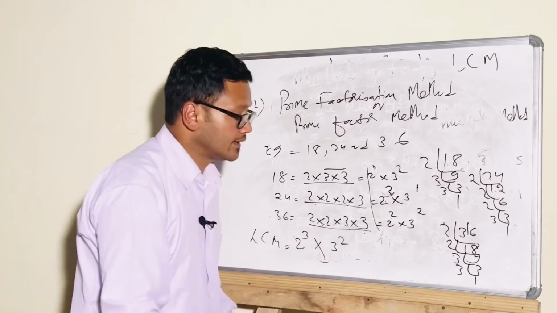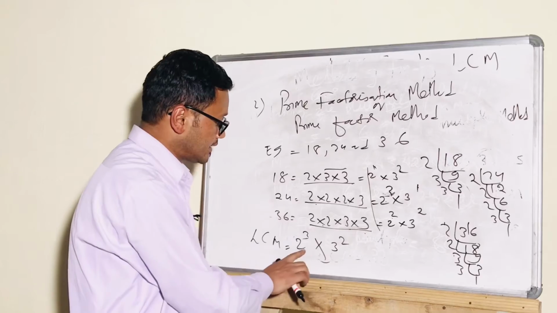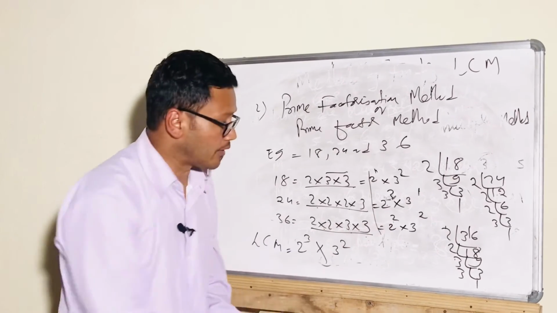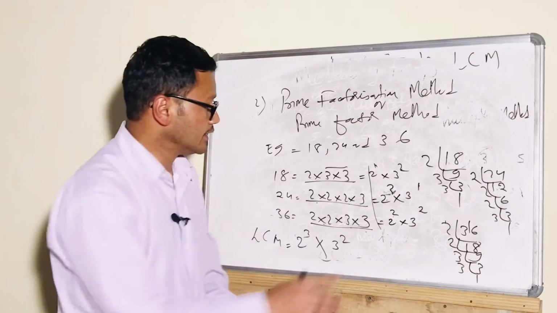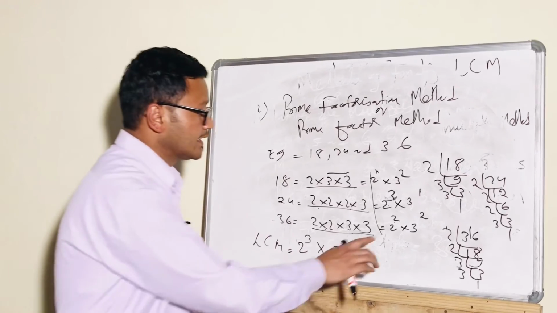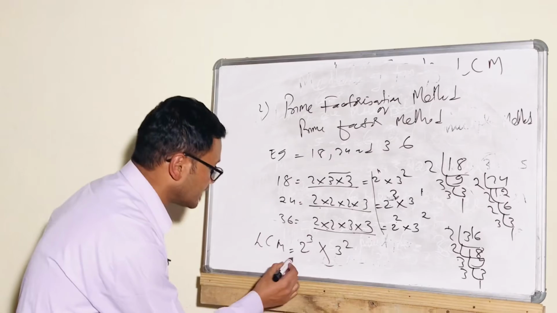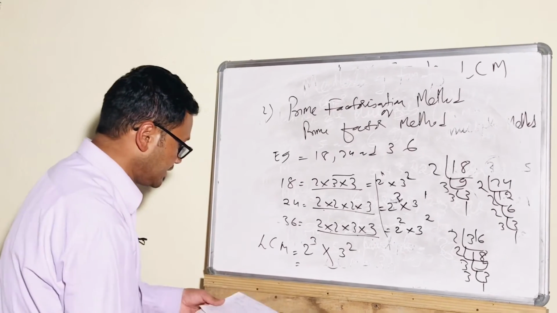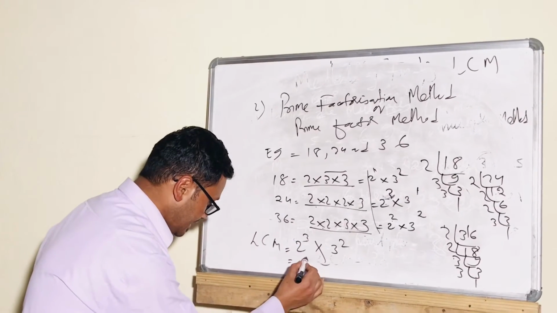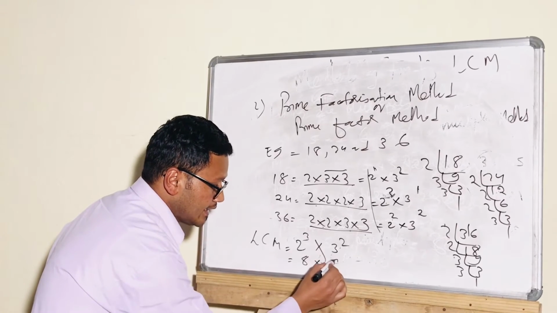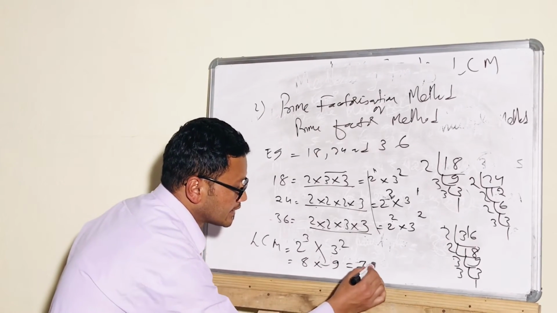2 to the power 1 you cannot take, 2 square you cannot take, 2 cube you can take. Then 3 square you can take. 2 cube means 2 times 2 is 4, 4 times 2 is 8. Then 3 threes are 9, then 8 nines are 72.